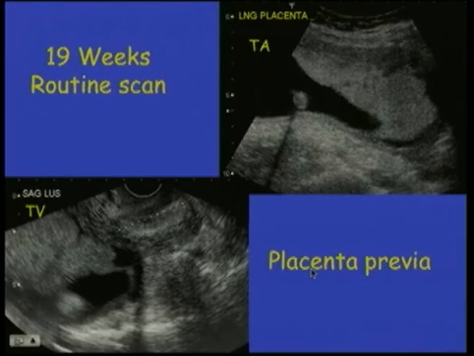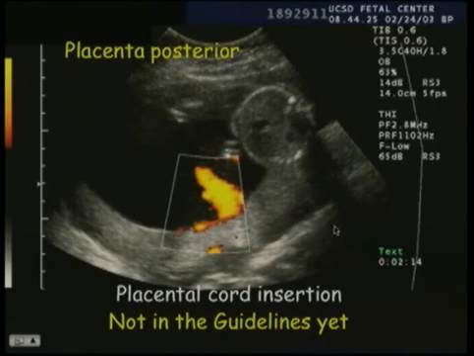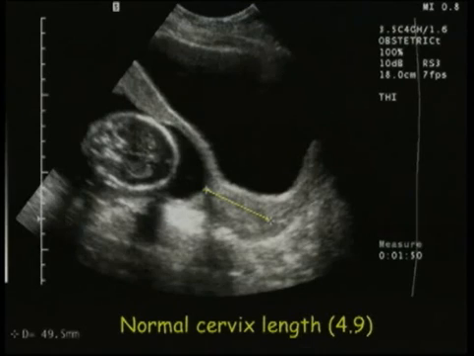Now this is a 19-week scan, and you can see that it looks like a placenta previa on transabdominal, and when we go to transvaginal scanning and see the cervix, we can see the placenta is indeed covering the cervix, and that would be placenta previa, and we would recommend a follow-up at 28 weeks. Now, we do look at the umbilical cord insertion into the placenta, but this is not yet in the guidelines. We feel this is important in looking for filamentous insertions.